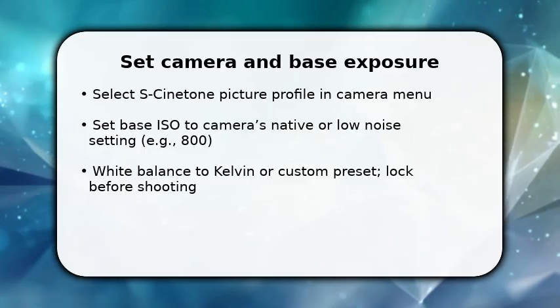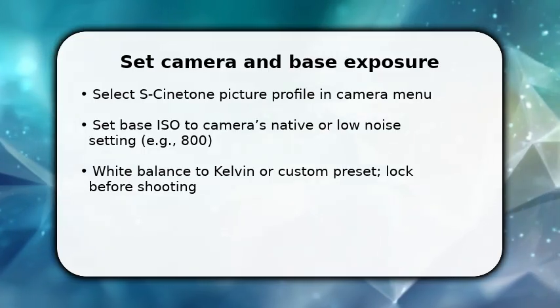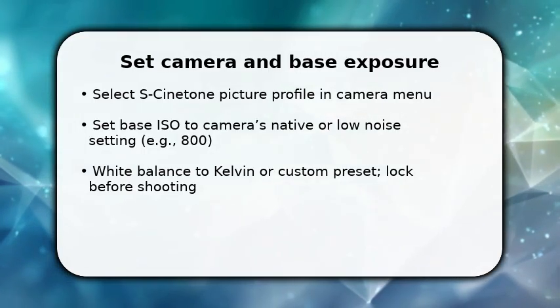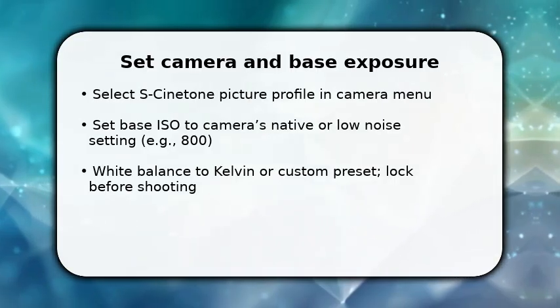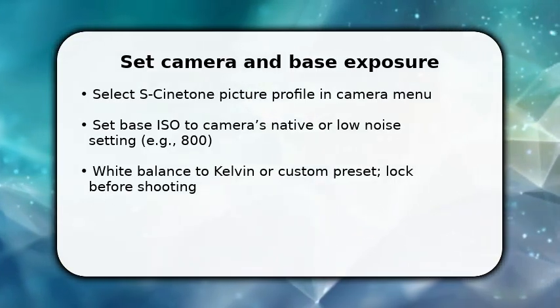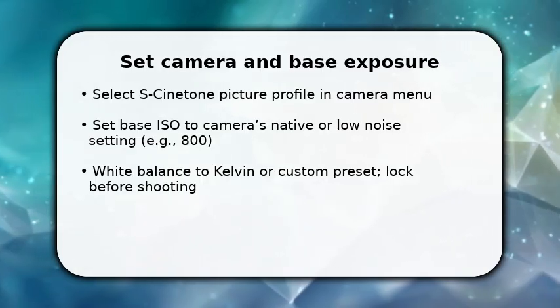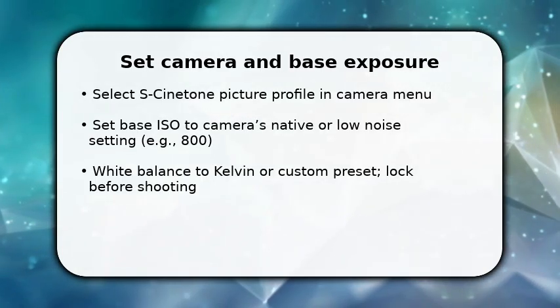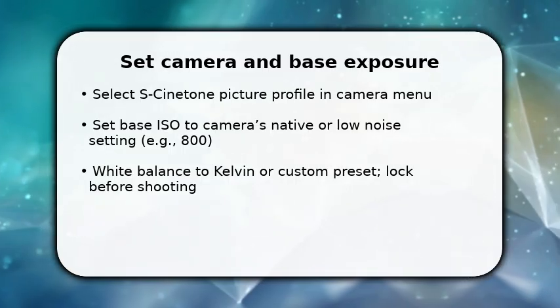You start by selecting the S Cinetone profile and locking a clean base exposure. Set your base ISO to the camera's native value to minimize noise, then set shutter and aperture for desired depth and motion. You should white balance manually or use a reliable preset and lock it.